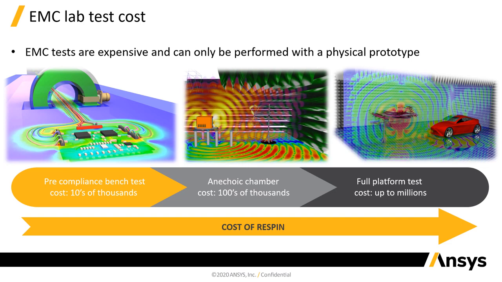And of course, if you have a full platform like a vehicle or an airplane, and you go, for example, for a radiated immunity test, as we're seeing here on the right side, or even a lightning strike on an aircraft, and you have to change something on your prototype, if you sum up all of the cost, it could go up to millions of dollars.